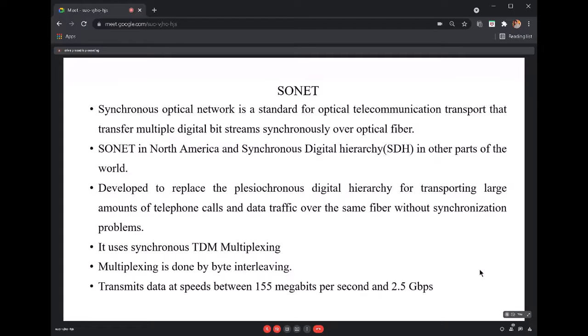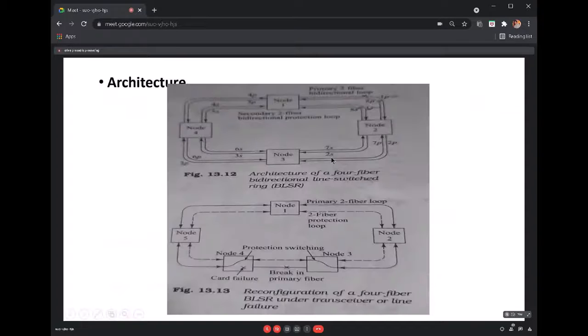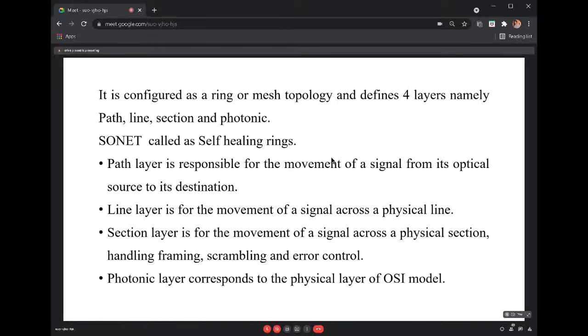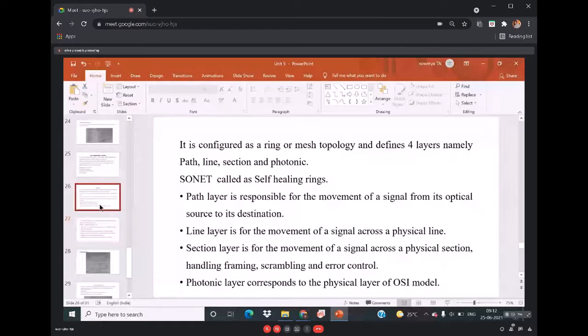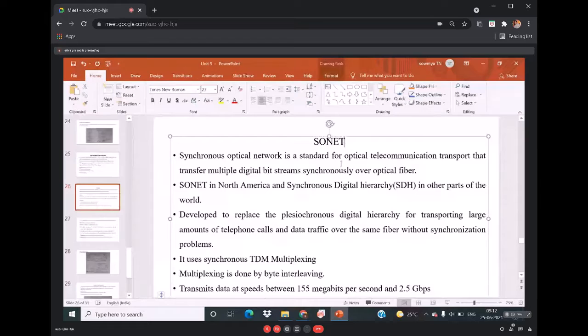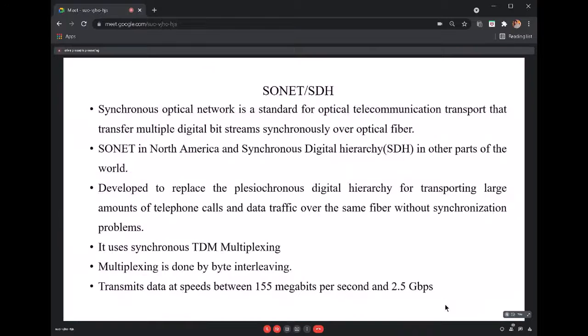The name SONET is Synchronous Optical Network, or in a few cases they call it SDH. So that's why the topic is SONET/SDH. In North America, they call it Synchronous Optical Network, whereas in other parts of the world they call it SDH, that is Synchronous Digital Hierarchy.